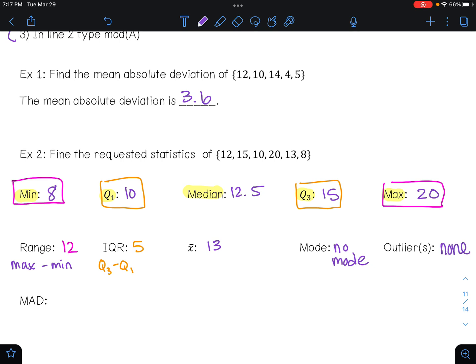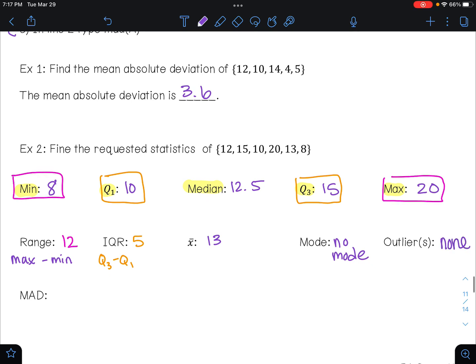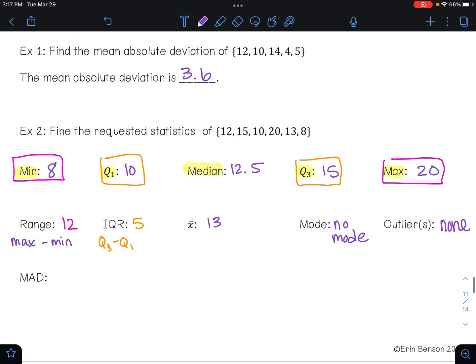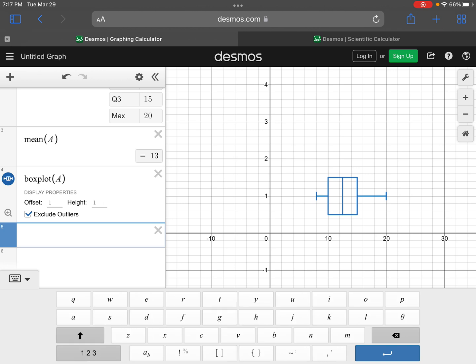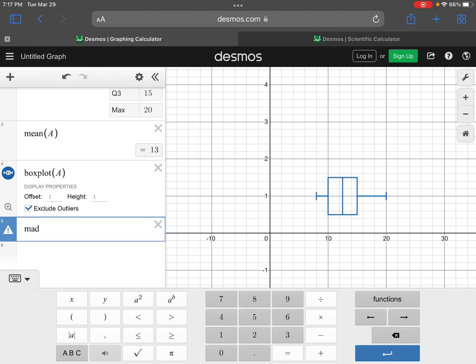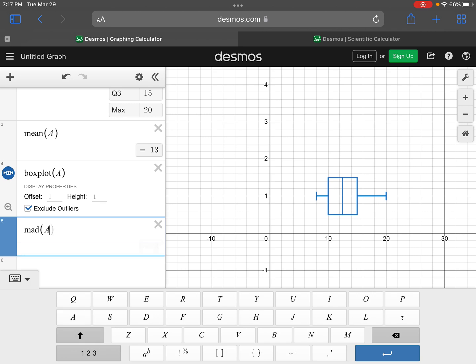And then, last but not least, they want the mean absolute deviation. So I'm going to find the MAD of list A, and we get 3.